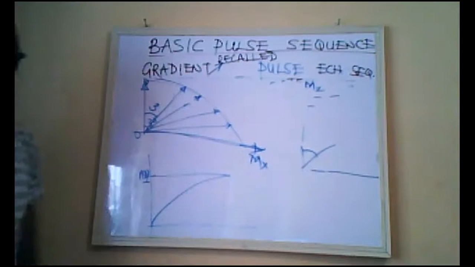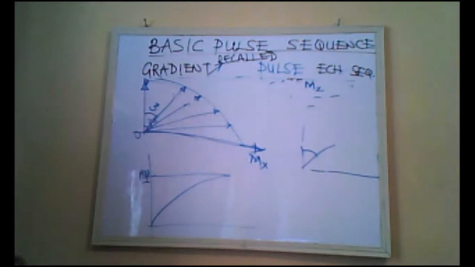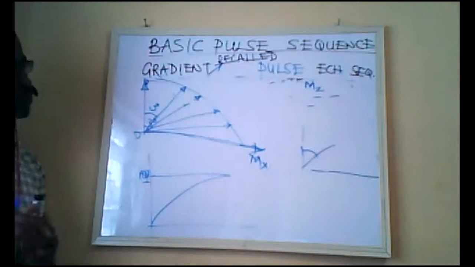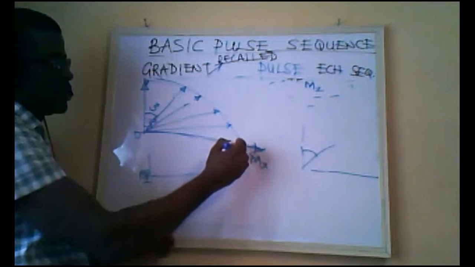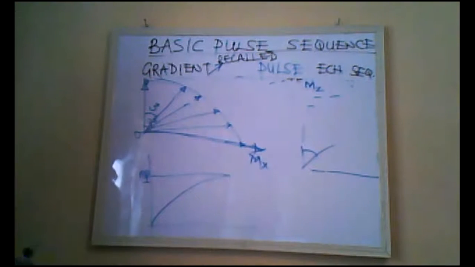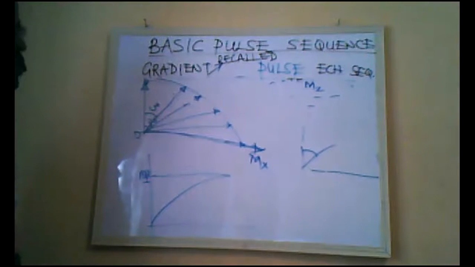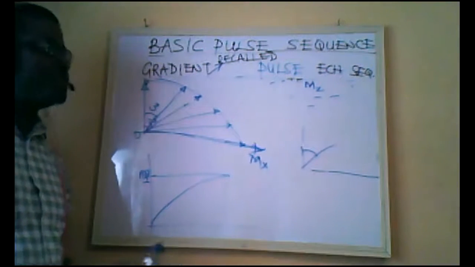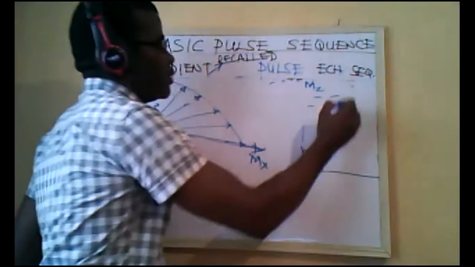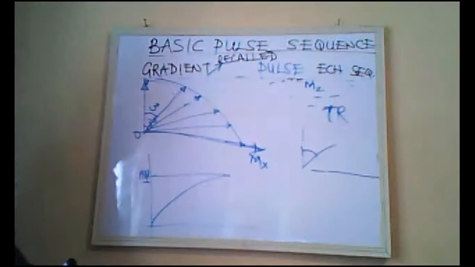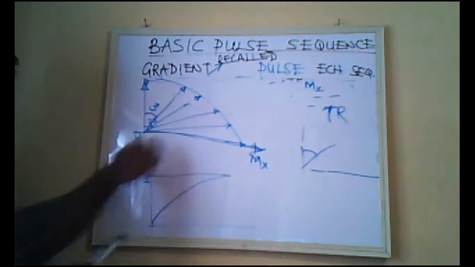So these are just angle lines. It can be 15, 30, 45, 50, and so on and so forth. All I'm saying is, during the spin echo, we need to apply a 90 degree RF pulse. But for gradient echo, we don't do that, because the essence of a gradient echo is fast imaging. And for fast imaging, one of the things we want is a short TR. One of the ways we get a short TR is by using a smaller flip angle.